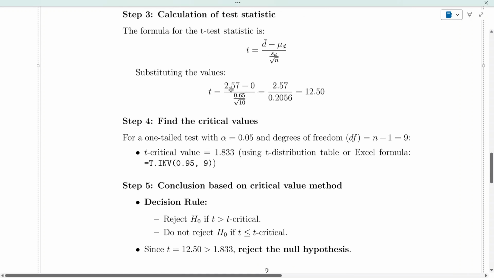Substituting the values, 2.57 minus 0 divided by standard deviation 0.65 divided by the square root of the sample size 10. Solving it gives 2.57 in the numerator and 0.2056 in the denominator. After simplifying, the test statistic t comes out to be 12.5. Hence, the value of the test statistic is 12.5.